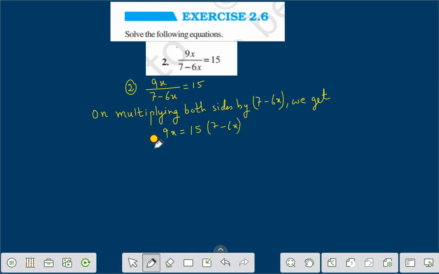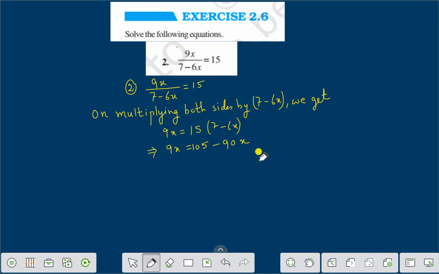or 9x is equal to 15 into 7 is 105, minus 15 into 6 is 90, so 90x.